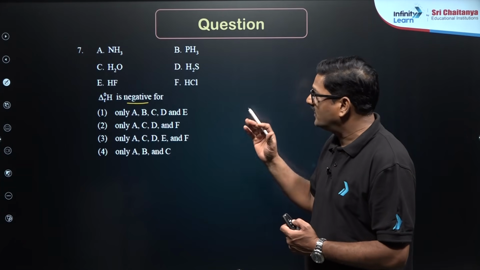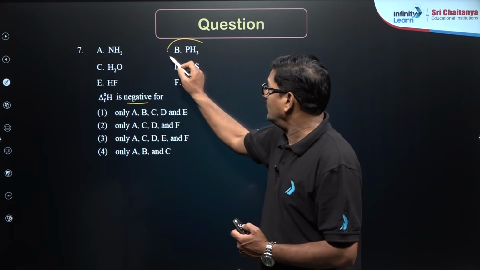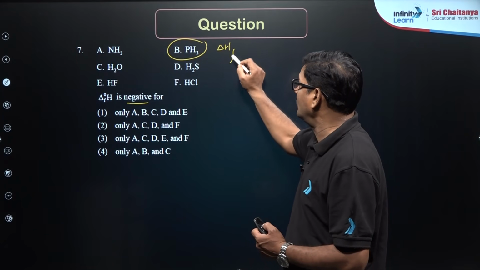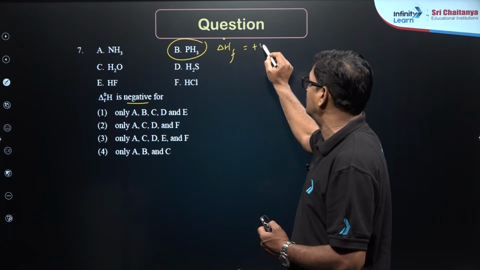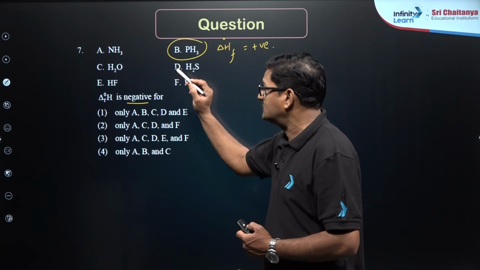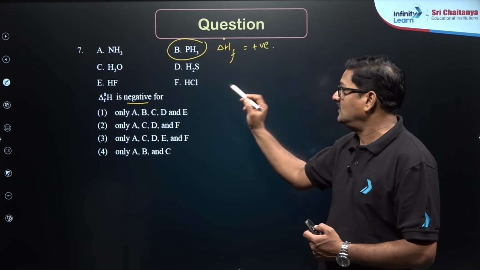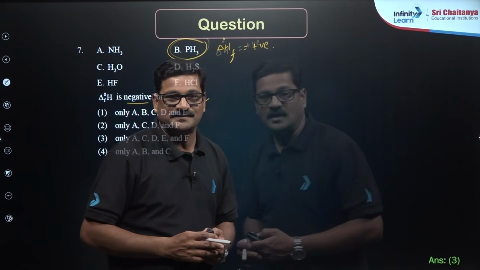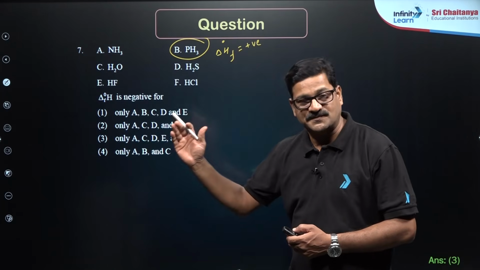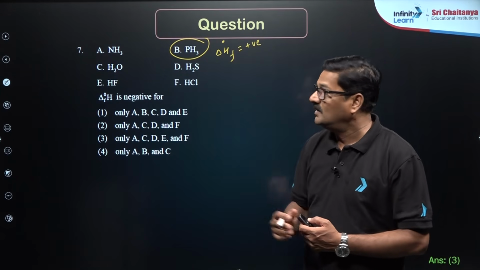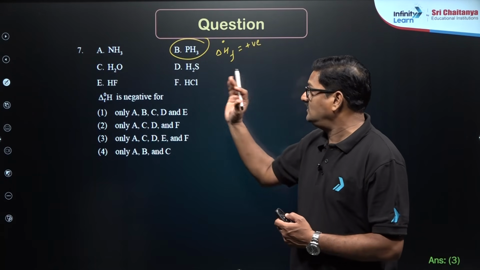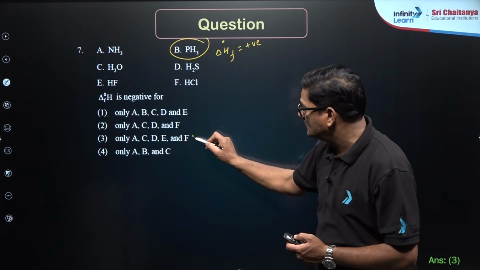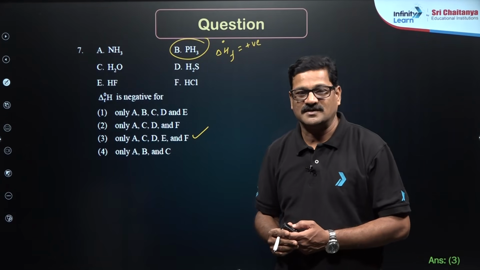Enthalpy of formation is negative for everyone, but the standard enthalpy of formation of phosphine is going to be positive. So, except this, A, C, D, E, F are going to be negative. So, option 1 is the answer for this question. As the enthalpy of formation of phosphine PH3 is positive, A, C, D, E, F are having negative enthalpy of formation. So, option 3, A, C, D, E, F is the correct answer for this question.